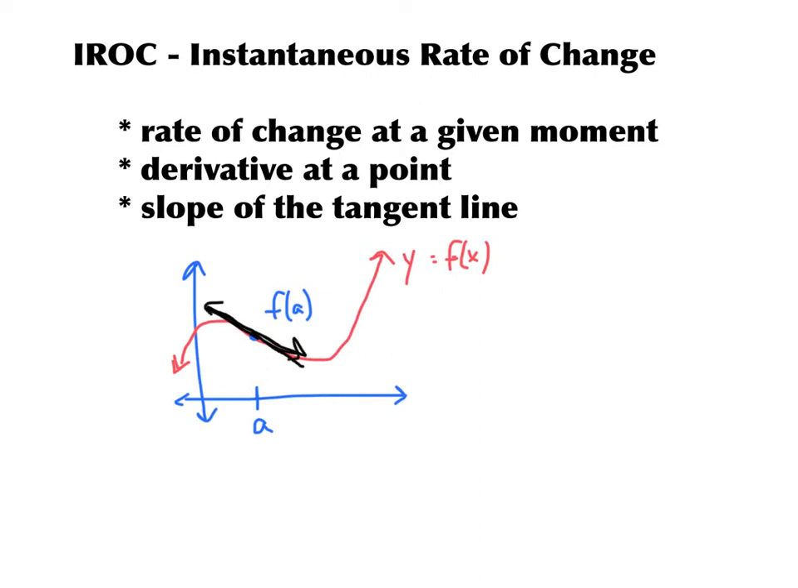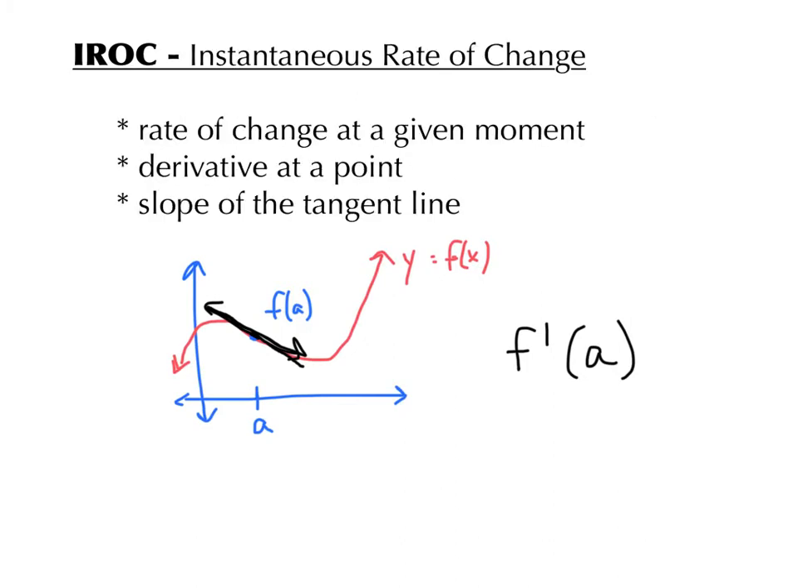And that slope we call f prime of A. So that's our derivative at A. That's what we've been talking about up to this point. So IROC is actually nothing new. It's the instantaneous rate of change. It's the same as the slope of the tangent line. It's the same as the derivative at that point.